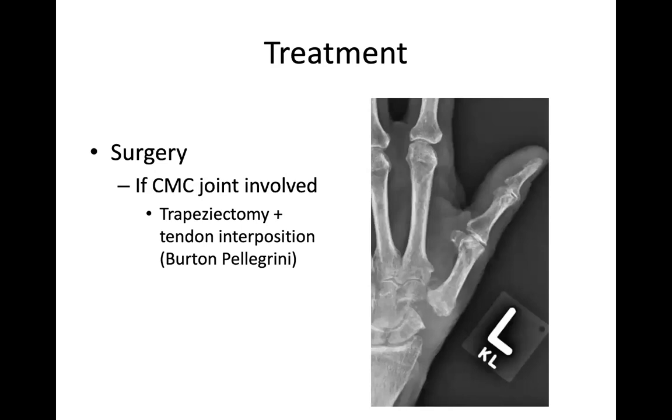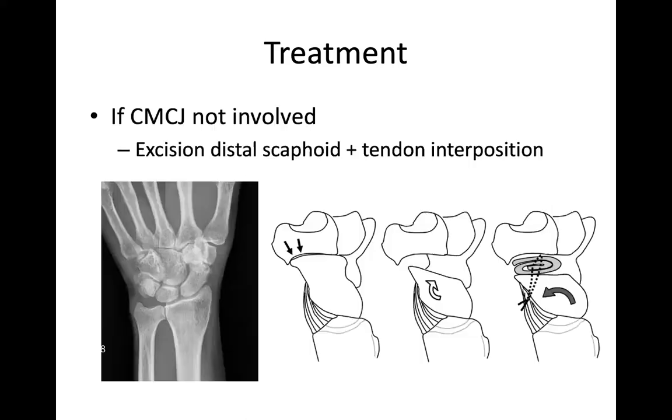Once conservative management fails, you're looking at surgery. And if the CMC joint is involved, so that's the trapeziometacarpal joint, then the treatment is easy. You've got arthritis on both sides of the trapezium. So there we do the trapeziectomy, and we do a tendon interposition, which is our Burton-Pellegrini operation. Various options for that using FCR, APL. There are all different types, but that's pretty simple treatment.